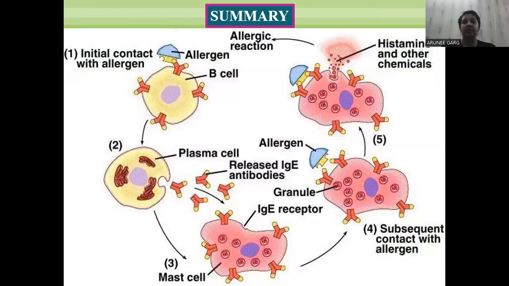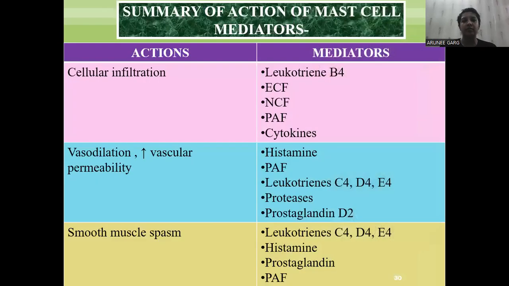Now, to summarize, the initial contact with the allergen stimulates the plasma cells to release the antibodies, which then attach to the receptors on the surface of mast cells. And the subsequent contact with the allergen causes cross-linking, which leads to degranulation of the mast cells and release of histamine and other biological mediators, which cause local and systemic symptoms.